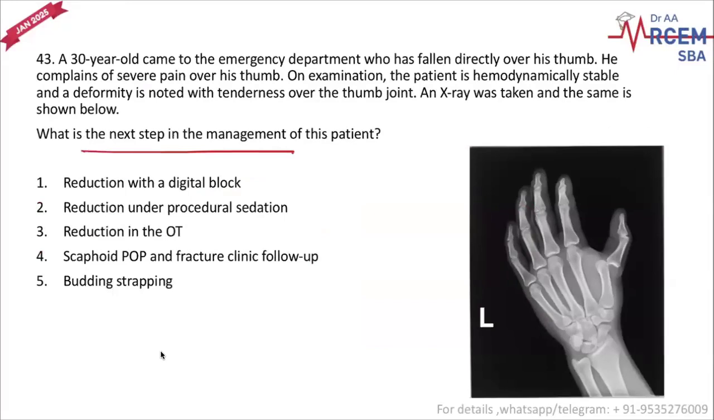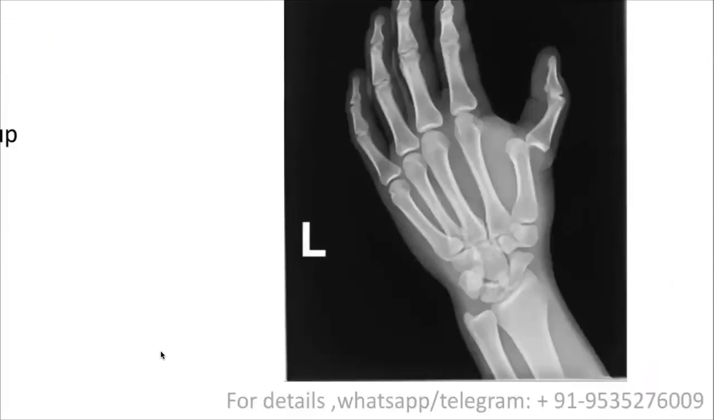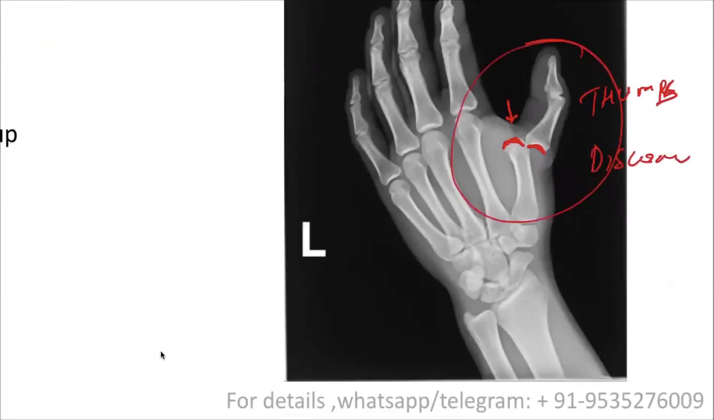They're asking what is the next best step in the management. Doesn't matter what the injury is. Let us see in the X-ray what has happened. In the X-ray, there is a dislocation here because the articular surface of the phalanx and the metacarpal bone are not articulating. So thumb dislocation is present. So what do we do? We need to relocate it back.